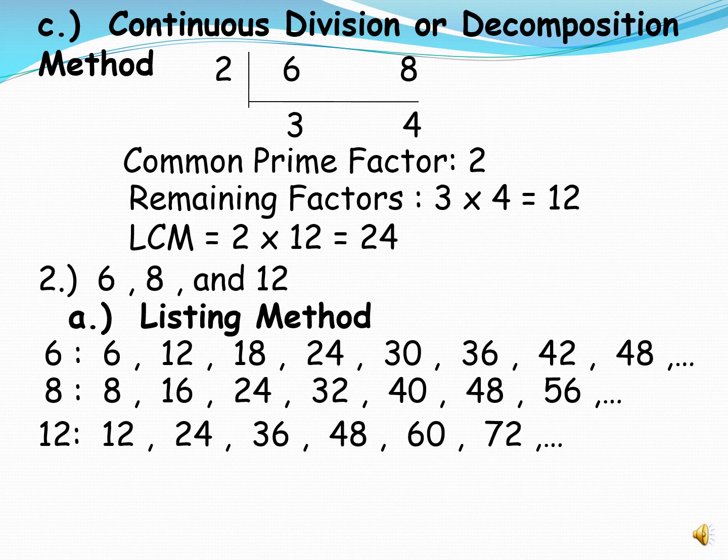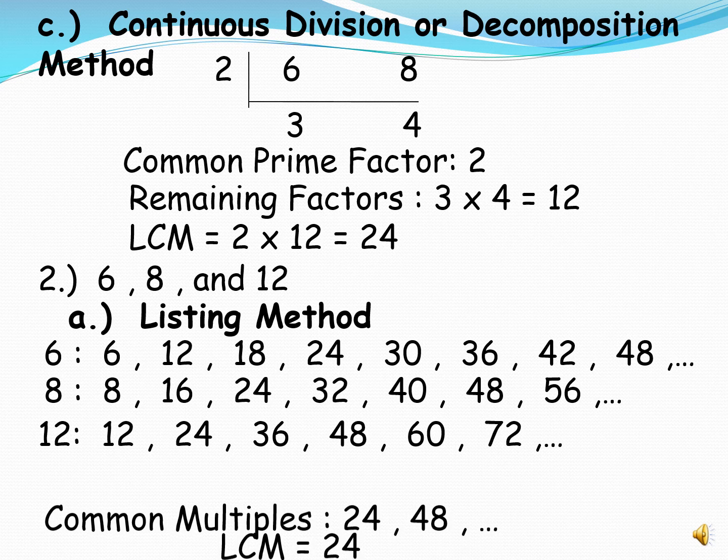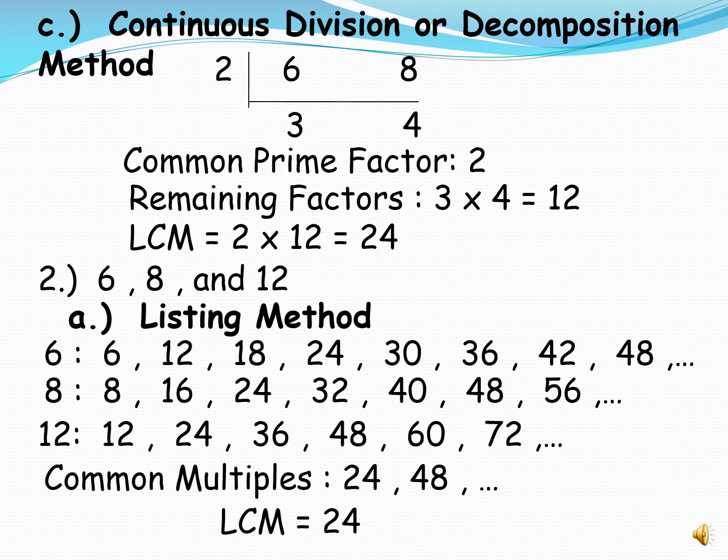Multiples of 8, we have 8, 16, 24, 32, 40, 48, 56, and so on with the multiples of 8. Multiples of 12, 12, 24, 36, 48, 60, 72, and so on with the multiples of 12. Common multiples, we have 24, 48, and so on with the multiples of 6, 8, and 12. So least common multiple is equal to 24.